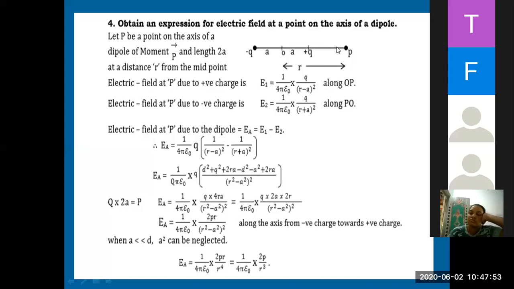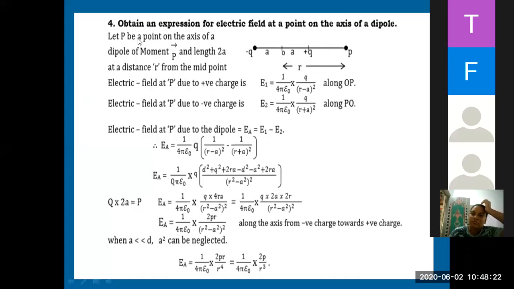We have two derivations for 5 marks here. Expression for electric field at a point on axis is the first derivation, on equatorial line is the second derivation. So today we are doing for a point on the axis of a dipole. I think the diagram is clear for you. Minus q, plus q. Center point is O. A and A. From O, mark a point P, which is at a distance r.